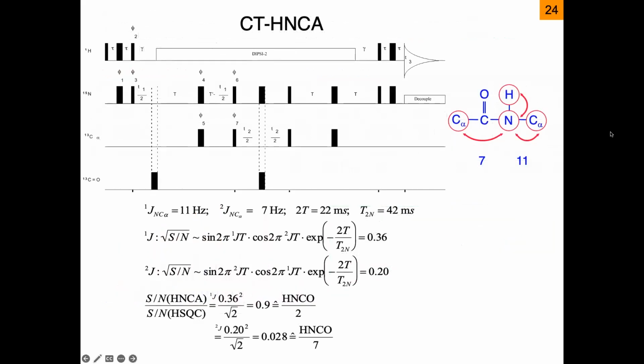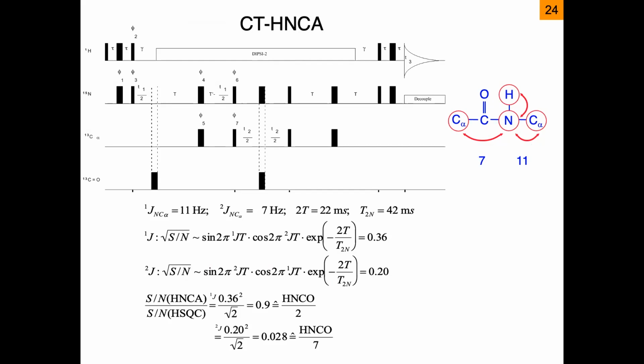It's the same topology with 3 spins separated by 1 bond for HN to the intra-residue C alpha, but as I explained before, there's also this 2-bond coupling that is appreciable to the preceding C alpha. The 1 bond is 11 Hertz, 2 bond is 7 Hertz. And now all I have to do to make the HNCO into the HNCA is to switch the frequencies somehow. So instead of having now the carbonyl as the target nucleus, I have the C alpha as the target. And I change the transfer delays somehow.